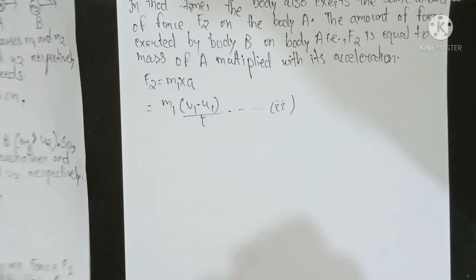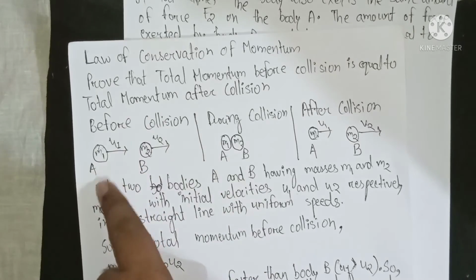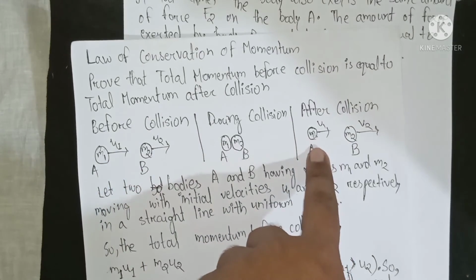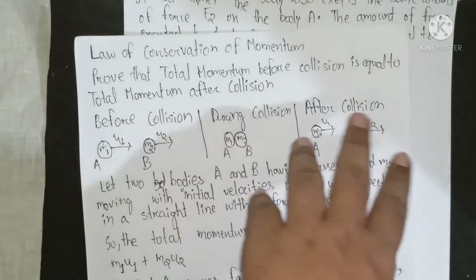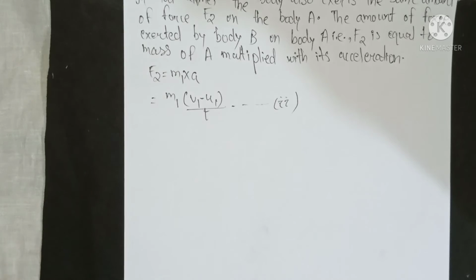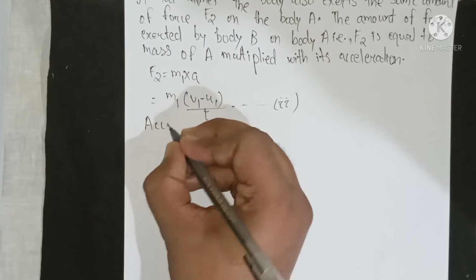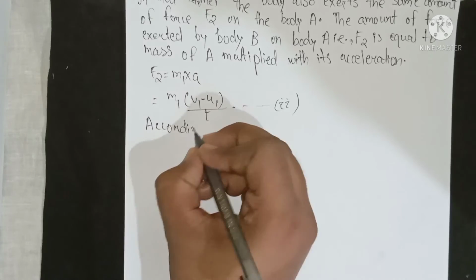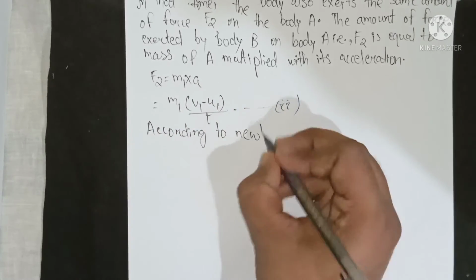So if we look into the previous paper, we will know that body A has velocities v1 and u1 respectively. So to find its acceleration, you have to do (v1 minus u1) by time, and that's the rate of change in velocity. So according to Newton's third law, it is involved in this.